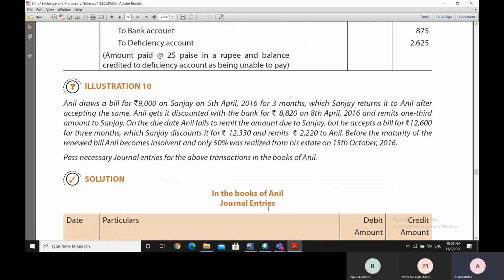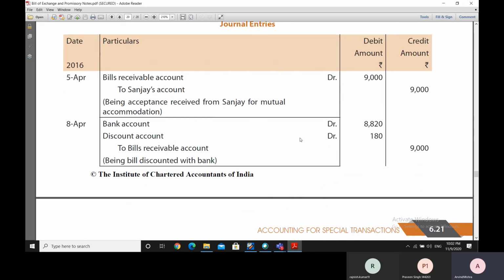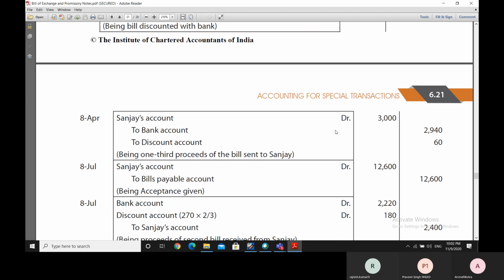Now what happens is that Anil has got 8,820 rupees. Initially Anil had drawn this bill and sent it to Sanjay. Sanjay had signed this bill, accepted it, sent it back to Anil. Anil shows this bill to the bank and gets 8,820 rupees from the bank. And out of the 8,820 rupees that he gets from the bank, he remits 1/3 amount to Sanjay. So 1/3 of 8,820 has to be remitted to Sanjay.